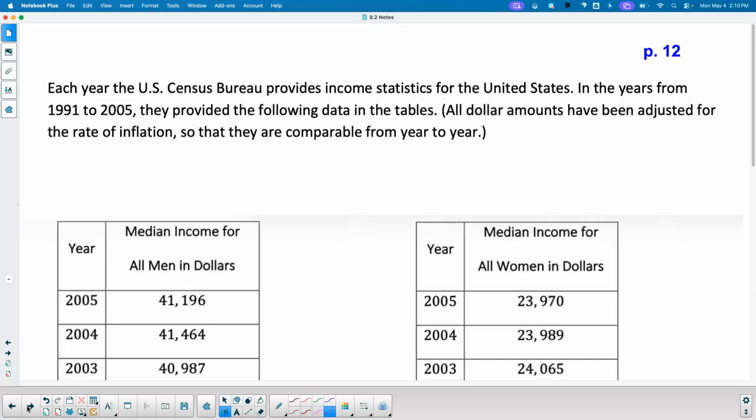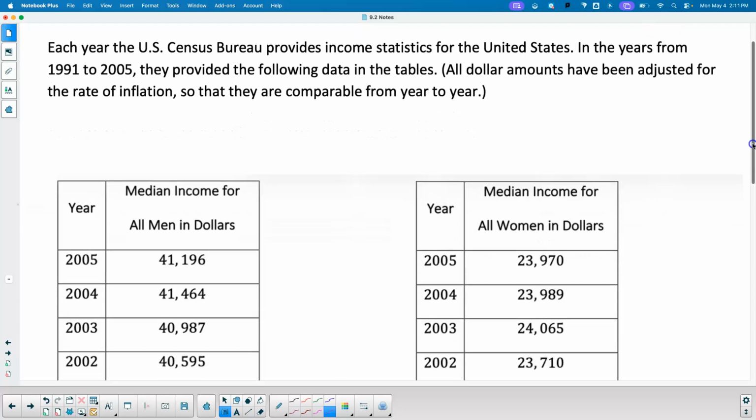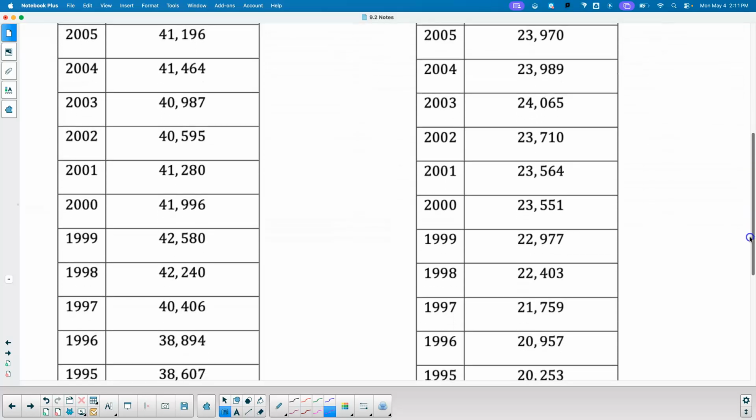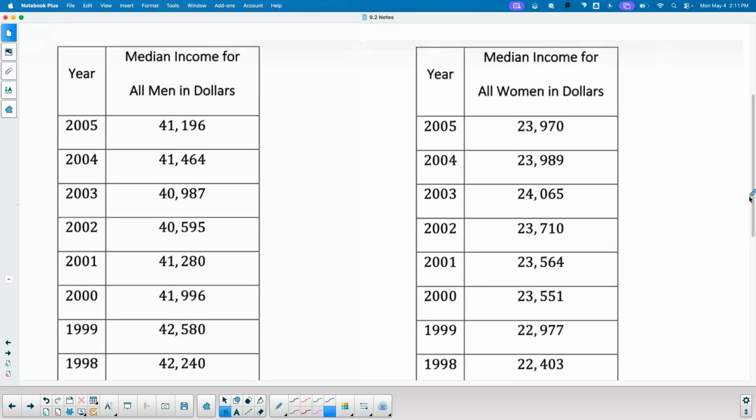So, on page 12 now, in your note packet, is 2 sets of different data. Okay? So I'm going to let you choose which set of data we want to deal with. We want to deal with the men's data, or do we want to deal with the women's data? Women's? Women? Okay, all right, we'll deal with the women's data. So this is the data that we're going to use here on the right side. Okay? So this is the median income for women from the year 1991 to 2005.